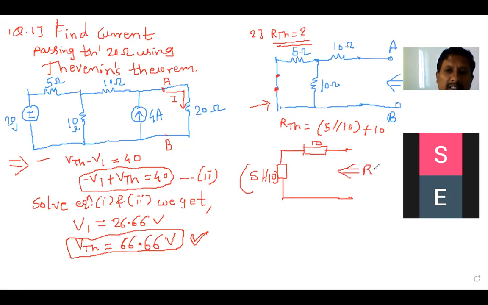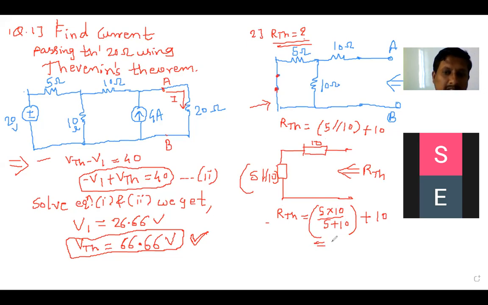So this will be RTH. 5 and 10 you can calculate, that will give some answer, and that is in series with 10. So RTH you have to find out. 5 in parallel with 10, that is 5 into 10 divided by 5 plus 10, plus 10 as it is. So anyone can tell the answer.